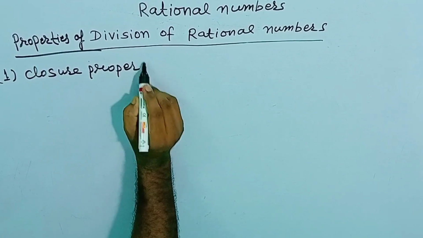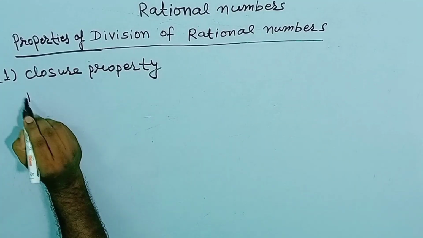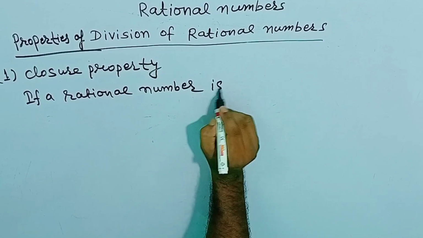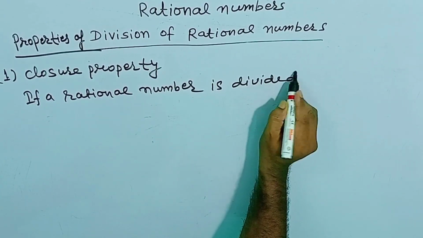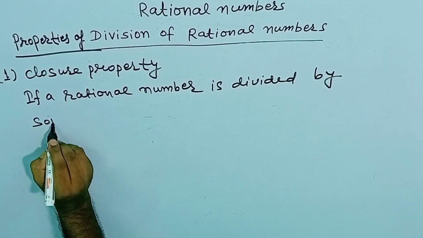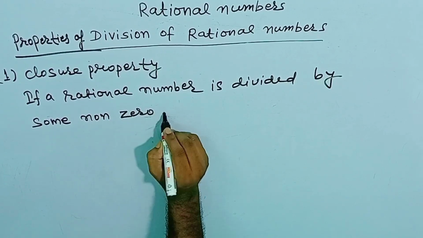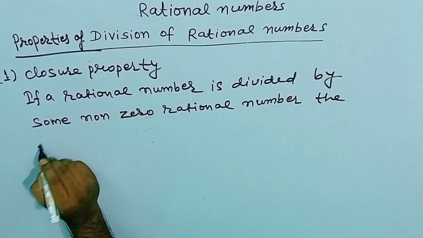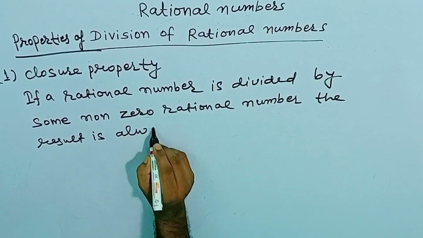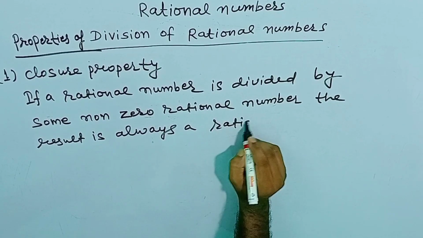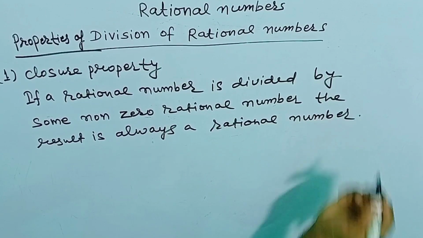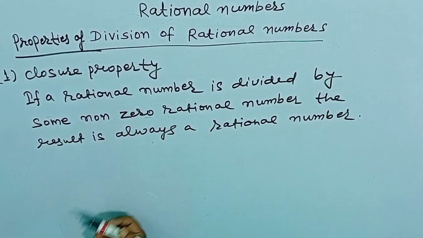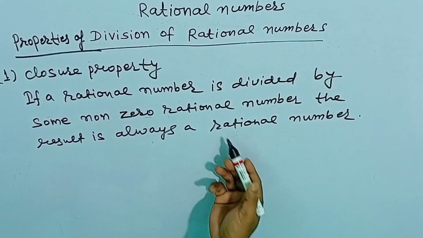Closure property. So closure property का जो statement है, if a rational number is divided by some non-zero rational number, the result is always a rational number. कहने का मतलब है कि यदि किसी rational number को किसी non-zero rational number से हम divide करें, तो जो भी result हमें मिलेगा, वो भी rational number होगा.